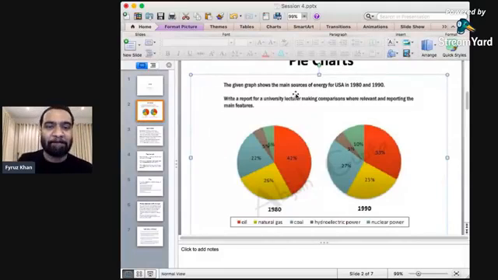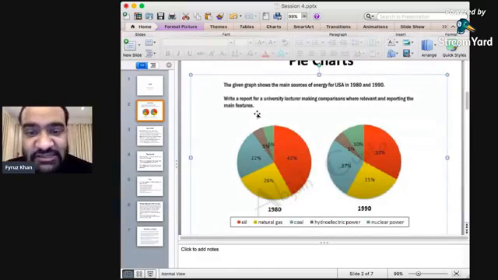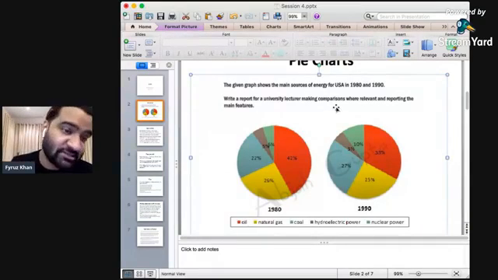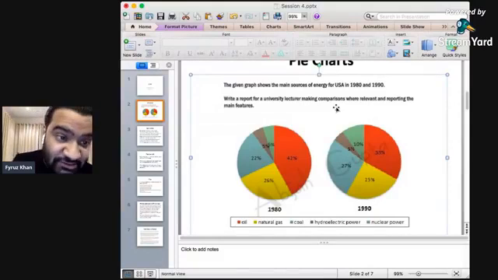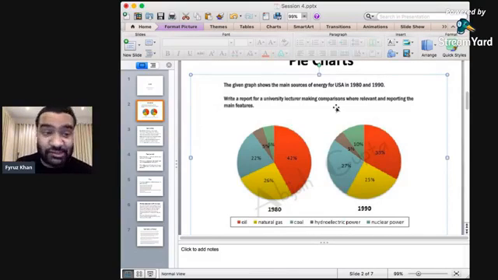Okay, so yeah, and then your question: write a report for a university lecture making comparisons. So here you have to make comparisons with each other. Sometimes they will ask to compare, sometimes they will just ask you to comment on it. Here you need to compare 1980 with 1990. Very easy. Please don't be scared, don't be overwhelmed, because let's say there are two pie charts here.